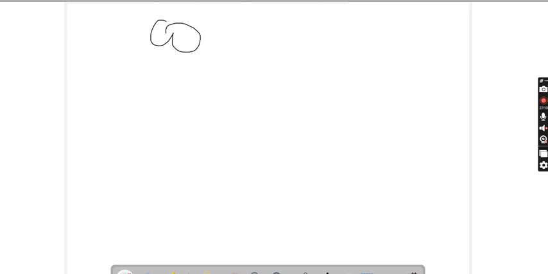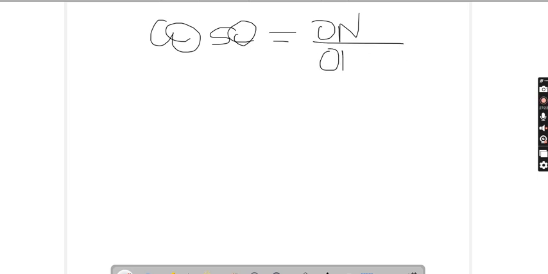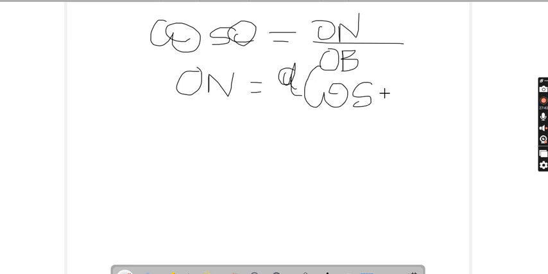So suppose you consider the triangle NOB, cos theta is equal to ON divided by OB. Am I right or not? Then ON is equal to, so what is the OB? OB is A. So ON is A into cos theta.